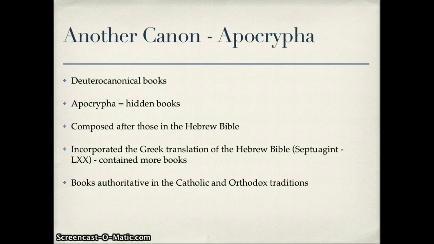The Apocrypha contains books that are incorporated in the Greek translation of the Hebrew Bible, and that Greek translation of the Hebrew Bible is referred to as the Septuagint, abbreviated with the Roman numeral 70. And so the Greek translation of the Hebrew Bible contains more books. And once again, these are books that are authoritative in the Catholic and Orthodox traditions, but not in the Protestant Christian or Hebrew traditions. Let's talk a little bit more about the Septuagint.